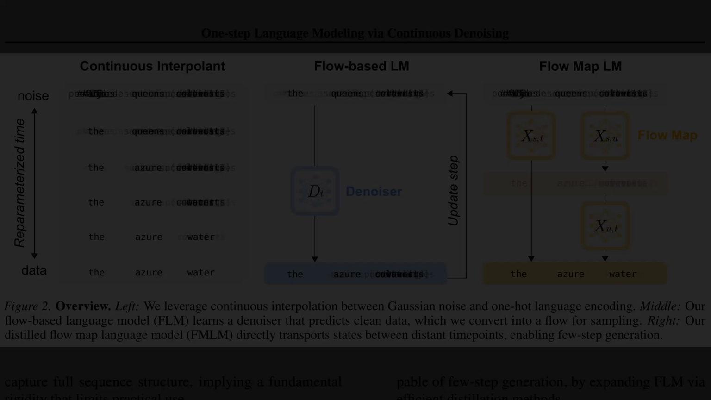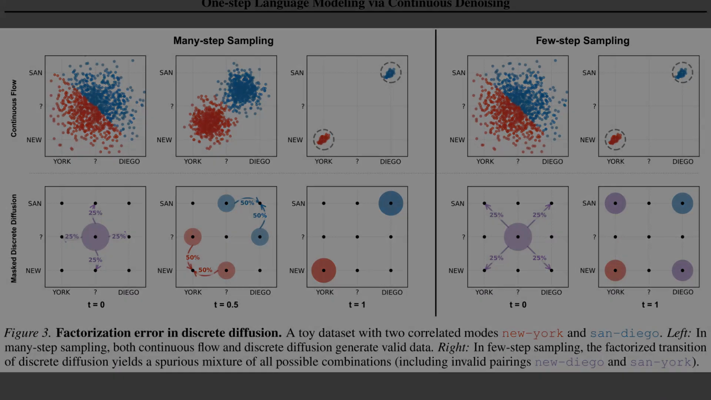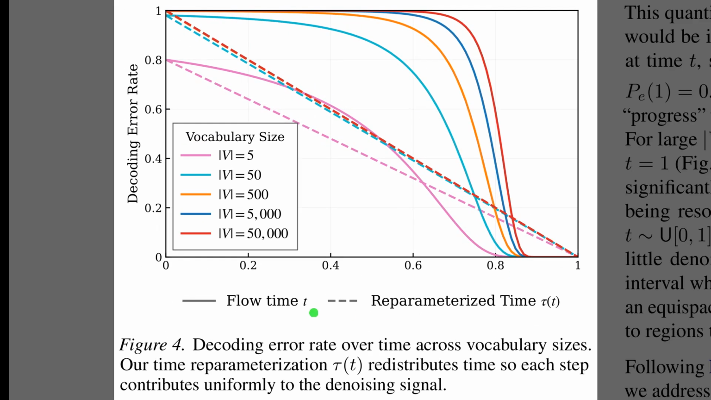So, Figure 3 illustrates a key problem called factorization error, using a toy dataset where the only valid phrases are New York and San Diego. On the left, when using many sampling steps, both the continuous and discrete methods work perfectly. But the right side reveals why discrete diffusion struggles with speed. In the bottom right, the discrete model accidentally produces invalid mixes like New Diego and San York, because it cannot capture correlations in a single jump. The continuous flow model above it, however, separates the data correctly, proving it can handle complex dependencies even in one step.